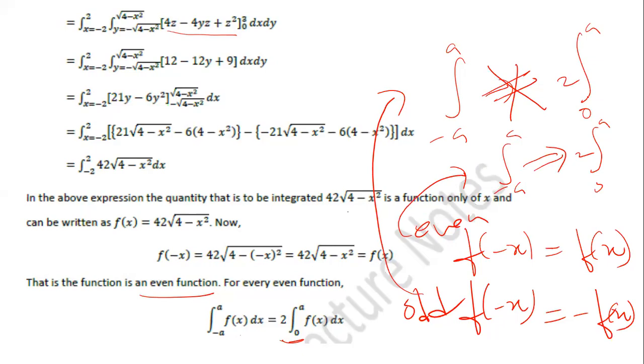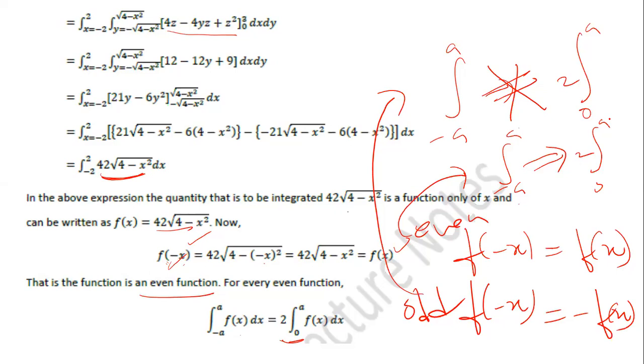So even function means you just put f of minus x over here. So the function you're going to integrate is this. You put f of minus x. So minus x square is plus x square. So f of minus x is the same as f of x, right? So this is an even function. If it is an even function, then you can write minus a to plus a integration as 2 times 0 to a. So you just follow that.